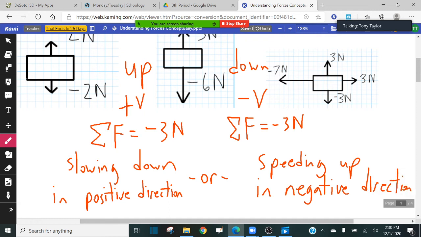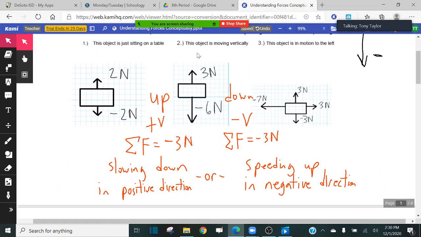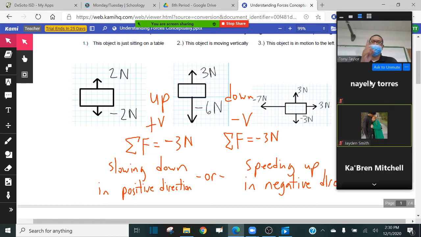So guys, that is what you should have for number 2. You're going to have two possible answers. Anytime you see an object moving vertically, that means it could either be moving up or moving downward, so you need to figure out what's happening in both directions. In this case, if it's moving up, it'll be slowing down. If it's moving down, it'll be speeding up. Again, it could either be slowing down in the positive direction, or speeding up in the negative direction.